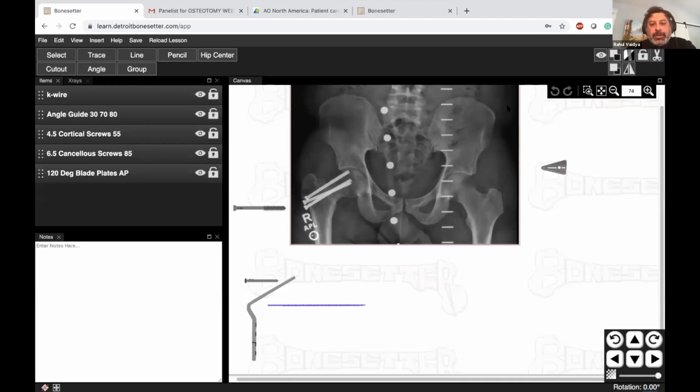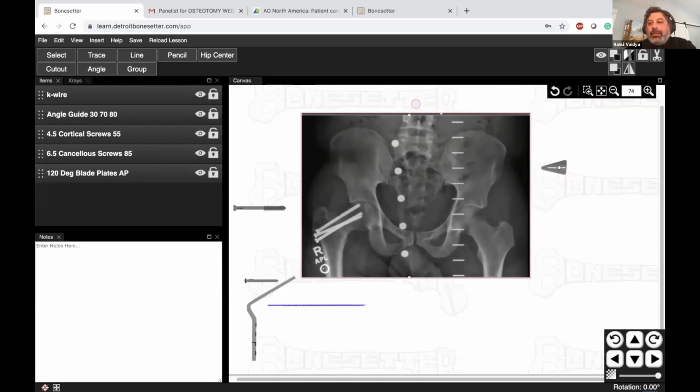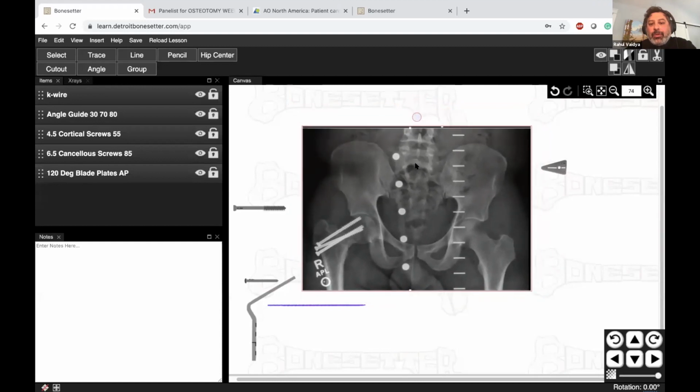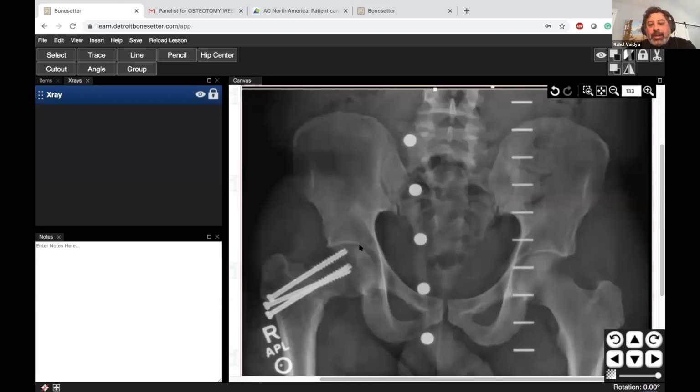Yeah. Okay. So let's go over a couple of things that we talked about last time, and one of them was the X-ray. If you click on the X-ray, you can move it around. I want you to lock it, so once we lock it, it's not going to move. Then if you come up here to the left, we have items and we have X-rays. There's only one X-ray, and if you click on the X-ray a couple of times, it's going to center you in the middle.